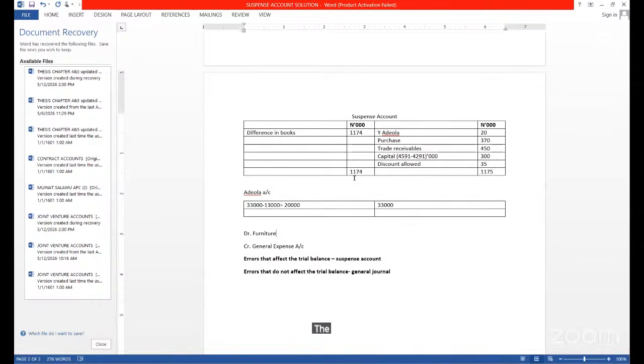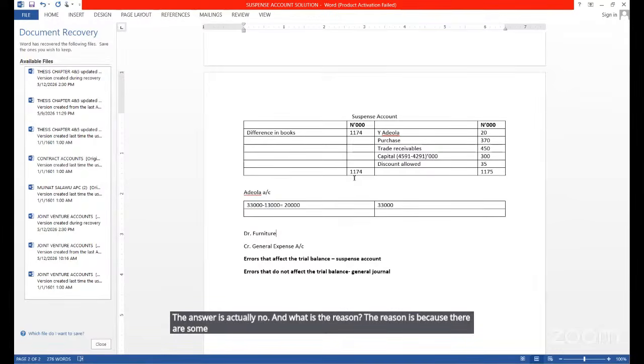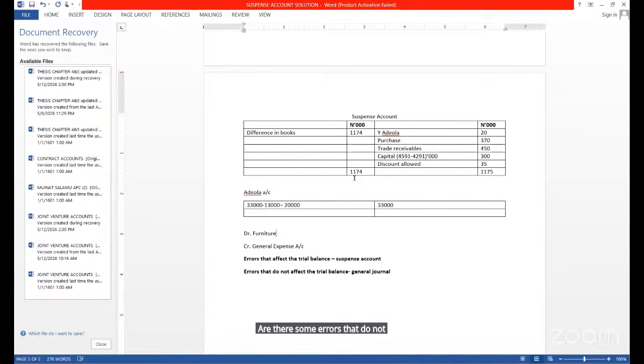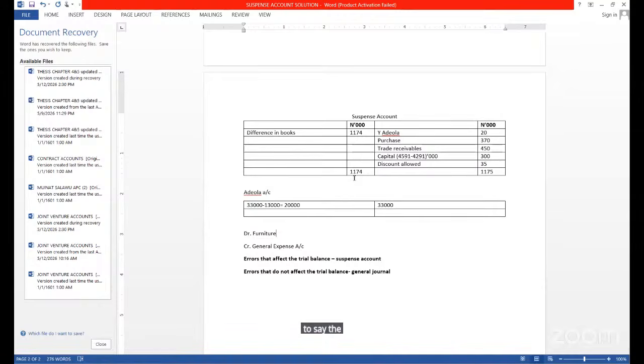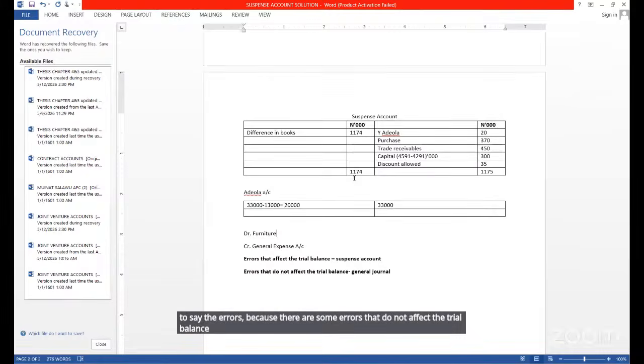The answer is actually no. And what is the reason? The reason is because there are some errors that are not disclosed by the trial balance, or there are some errors that do not affect the trial balance. Like Madam Favor told us, if an error has been made on the debit and the credit side together, this error would not show. So you're expected to put down that there are some errors that do not affect the trial balance, including error of omission and error of commission. Give examples and then you move on. That is how to answer the first part.